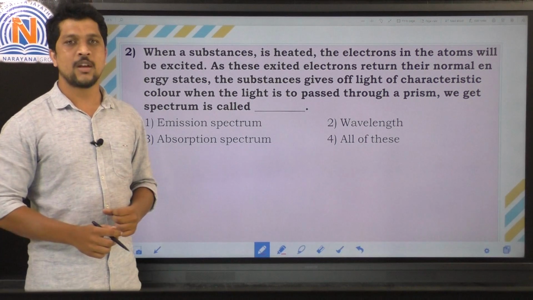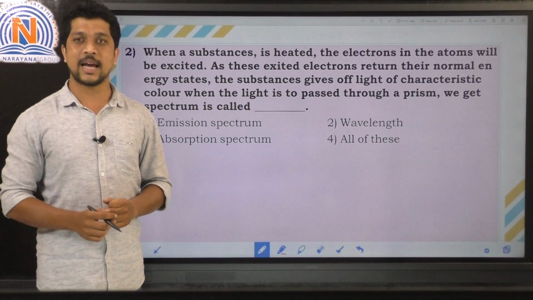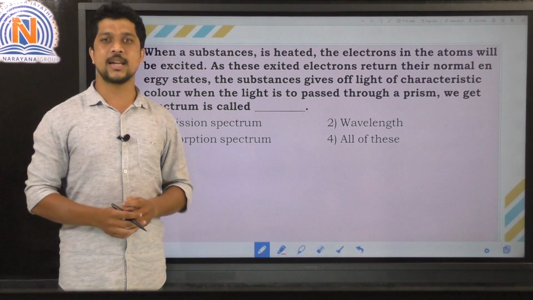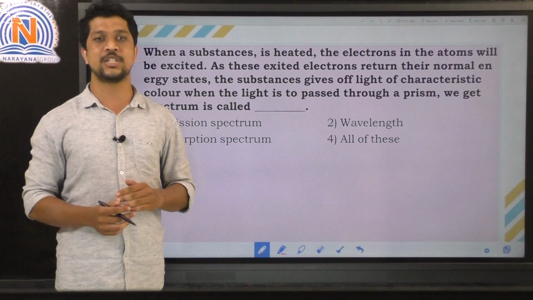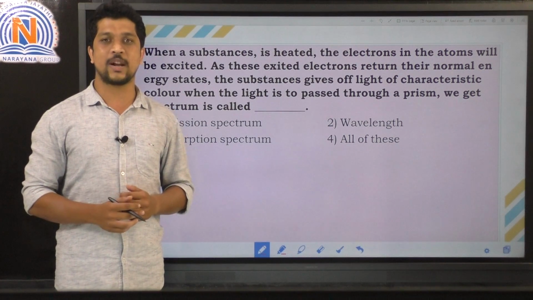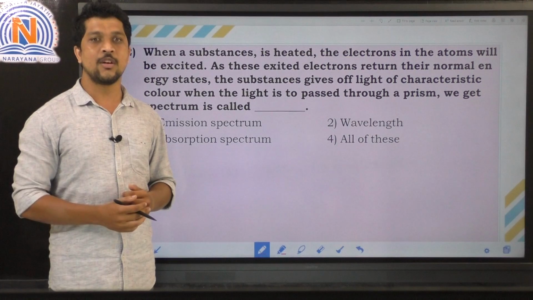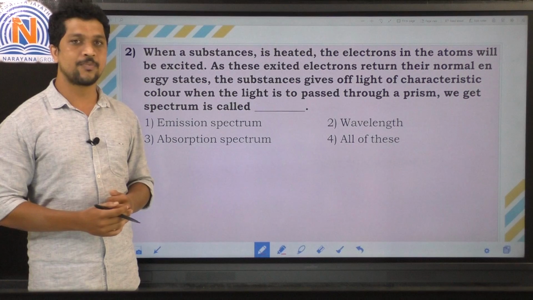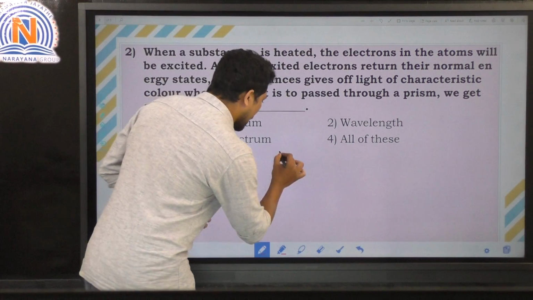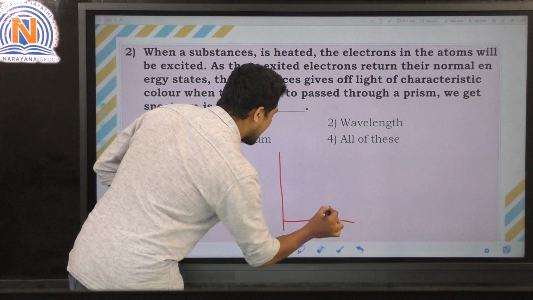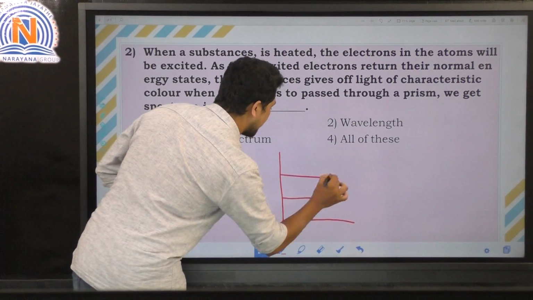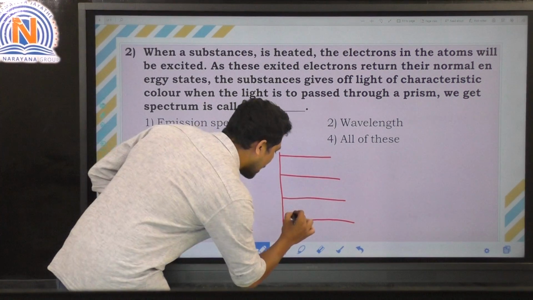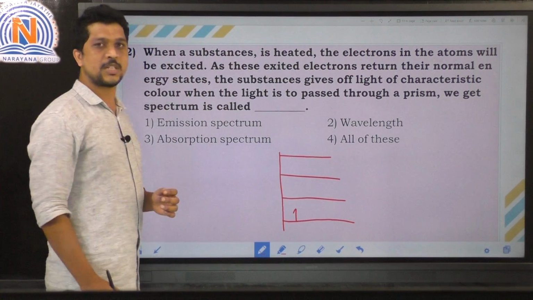Here the second question: when a substance is heated, the electrons in the atoms will be excited. As these excited electrons return to their normal energy state, the substance gives off light of characteristic color. When the light is passed through a prism, we get a spectrum called what? For example, just consider these are the energy levels present in an atom, right? One electron is present in the ground state.